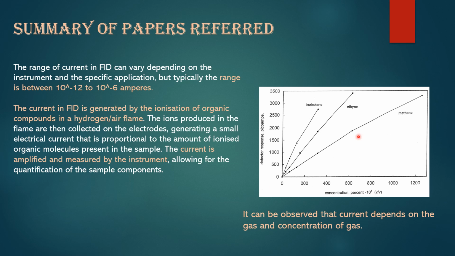From this graph we can observe that the current depends on the gas. See, for isobutane, ethane, and methane, we are observing different currents, and for different concentrations, we are observing different currents. As concentration is more, there will be more ions and the current will be more. As concentration is less, there will be fewer ions and the current will be less.